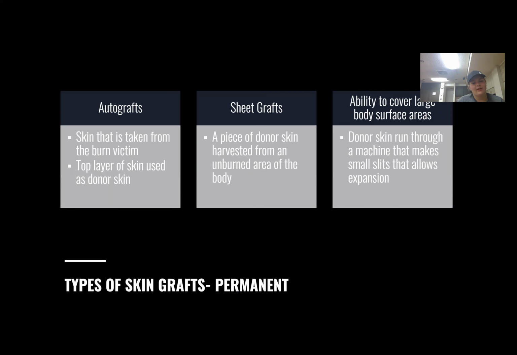All right, and then the last one, we have 3 types of skin grafts that are permanent. These are autografts, sheet grafts, and the other one, which is not on there. So autografts is skin grafts, and these are taken from burn victims. It's the top layer of the skin, which is used from the donor skin, and this is skin that's not of their own. Then you have sheet grafts. This is a piece of donor skin that is harvested from an unburned area of that burn victim's body. This is usually a large surface area, so like a thigh or a back. And then there was another one, but we'll go into that one later.